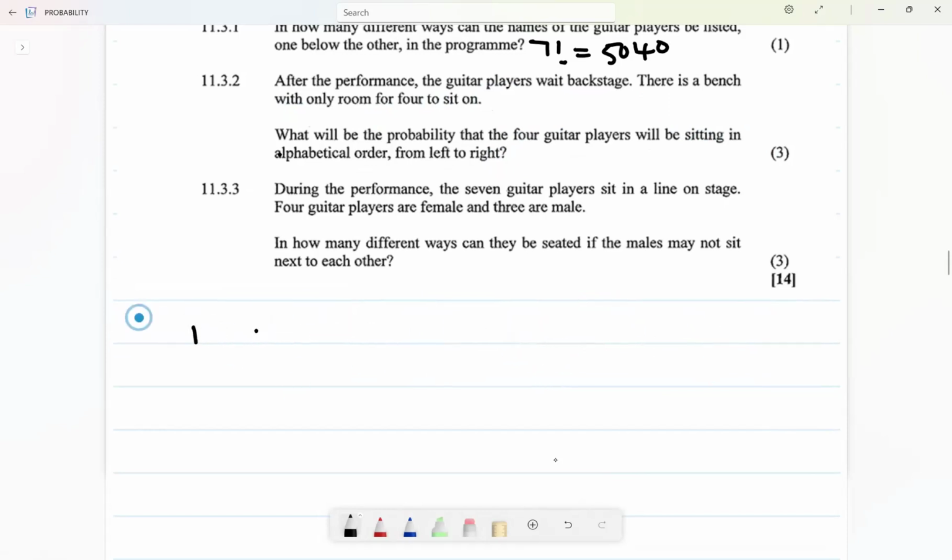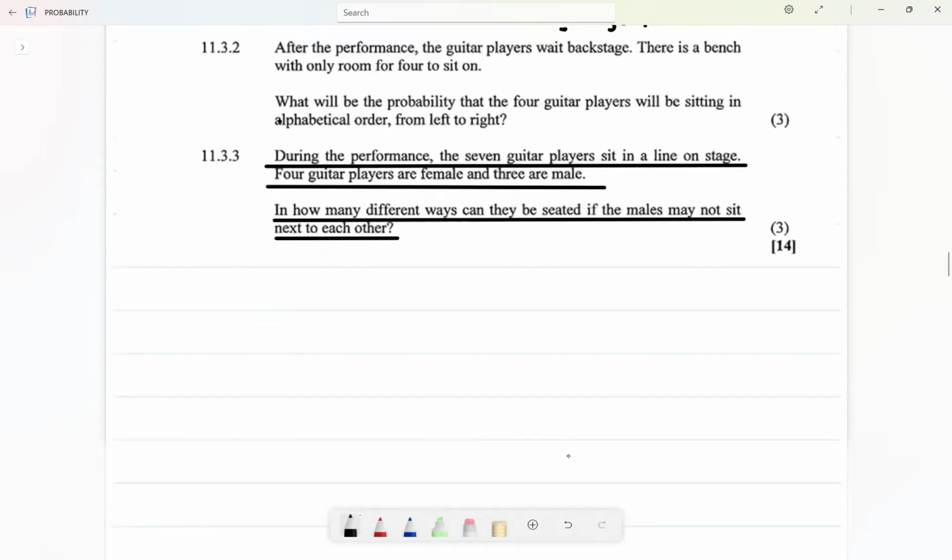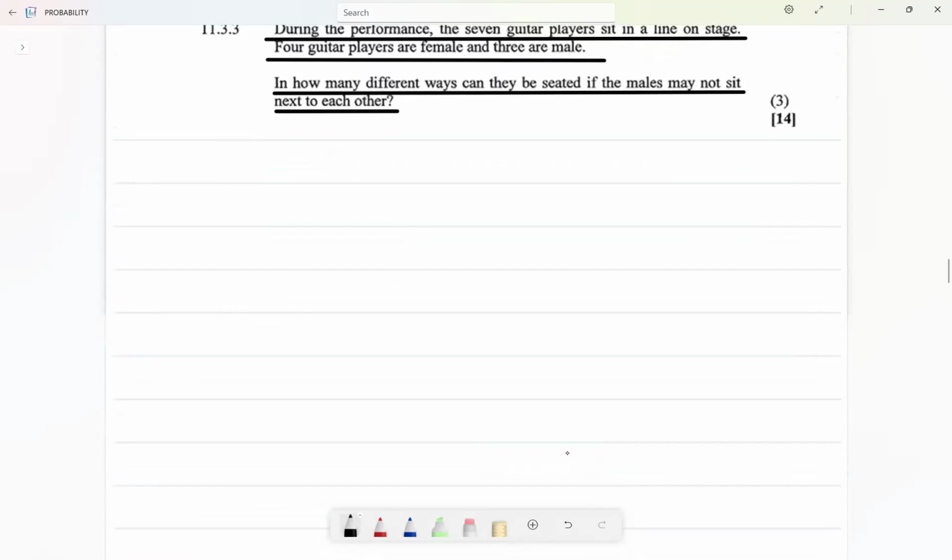It says, during the performance, the 7 guitar players sit in a line on stage. 4 guitar players are females and 3 are males. In how many different ways can they be seated if the males may not sit next to each other? On this type of question, we say, let's make them sit together, and then we say 1 minus the probability that they do not sit together.